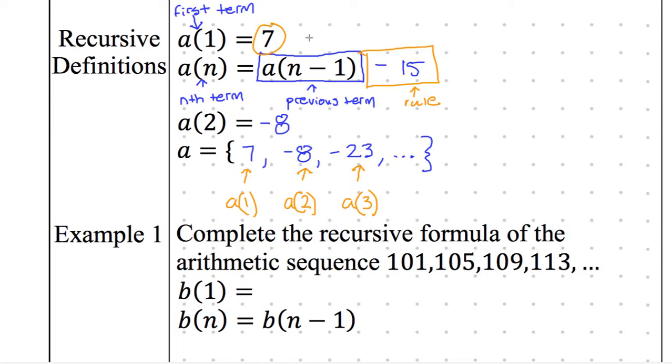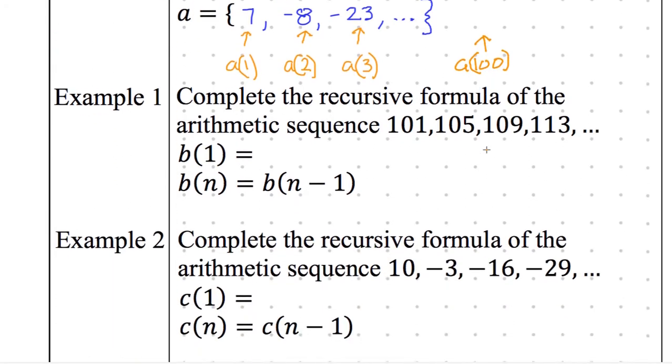Notice here that you can't find A of 100 right now. What's A of 100? You can't find it. A of n minus 1 minus 15. You're really close, actually, but no. You forgot a tiny little part. A of n. A of 100 equals. You're farther away now. Okay, let's go to example 1.